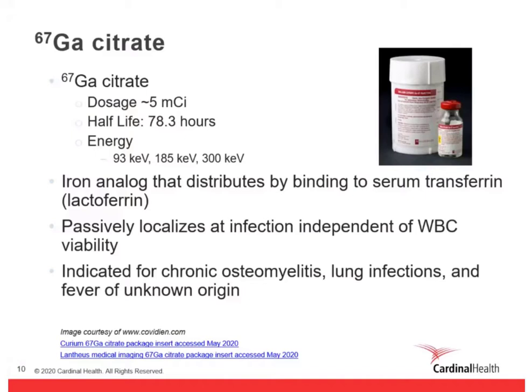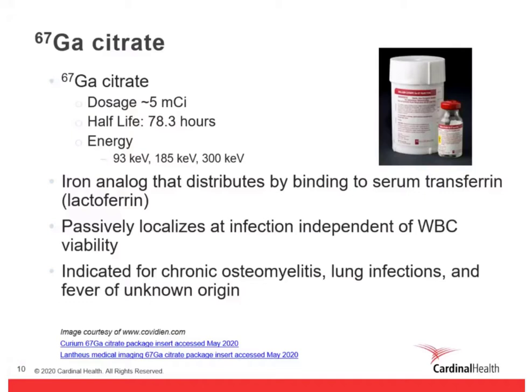Gallium-67 is typically dosed around the 5 to 10 millicurie range and has a half-life of 78 hours. It does have poor photo peaks and requires the use of a medium energy collimator that results in less than stellar, shall we call them, images.